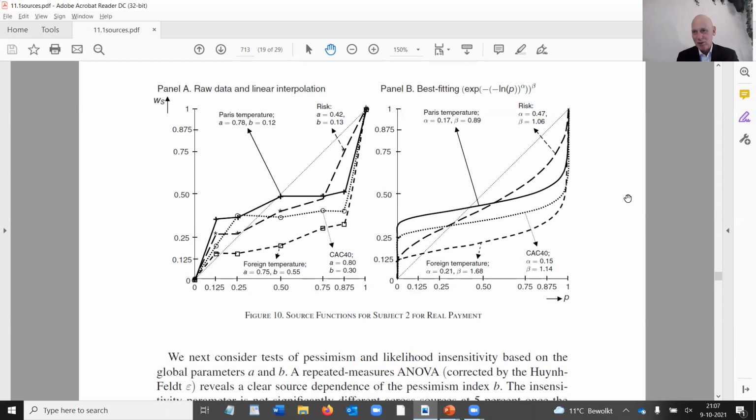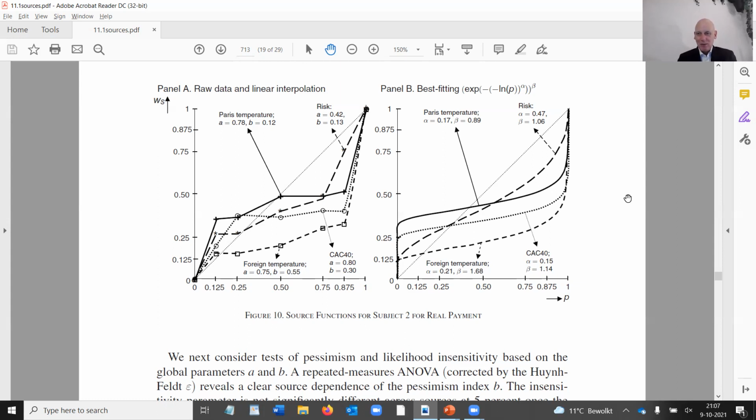I'll give an example to further clarify what's going on. Imagine that we fix a particular temperature level. We ask the subject, would you rather gamble that Paris temperature is above that level or that foreign temperature is above that level? The subject says, I'd rather gamble on Paris temperature. Then we take the complementary events below that level. We say, would you rather gamble on Paris temperature being below that level or foreign temperature being below that level? The subject says again, Paris temperature.